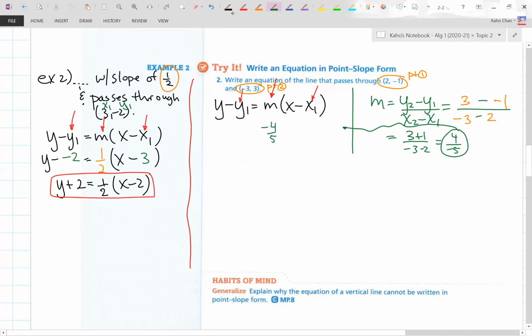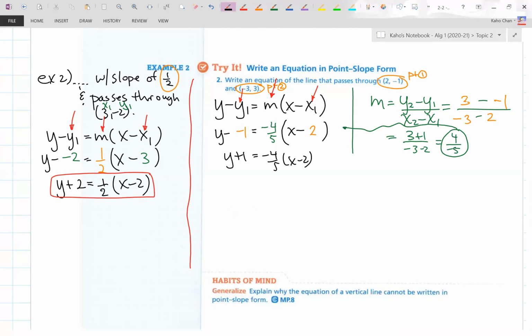All right. You just have to fill in the rest of this equation. Now, what do I do for x1 and y1? You actually have two choices. You can plug in point 1 or point 2. They both work. It doesn't matter. So I will take this answer. y plus 1 equals -4/5 times x minus 2. And that's for the first point, point 1.